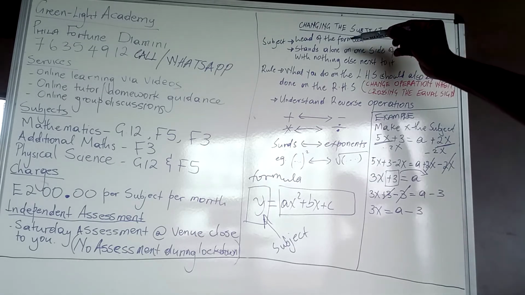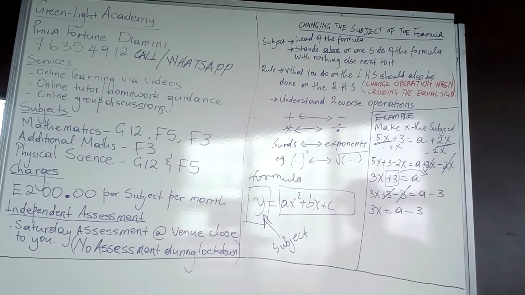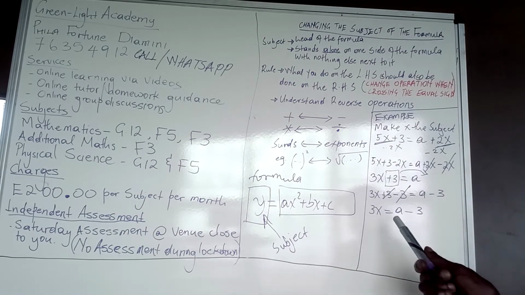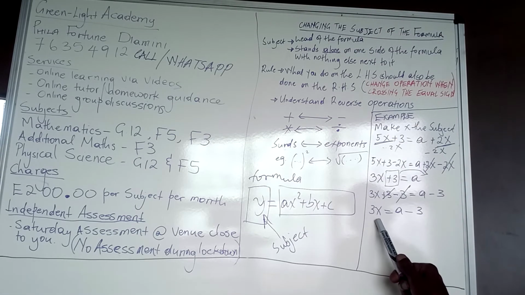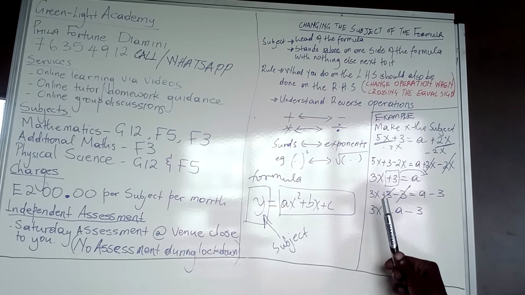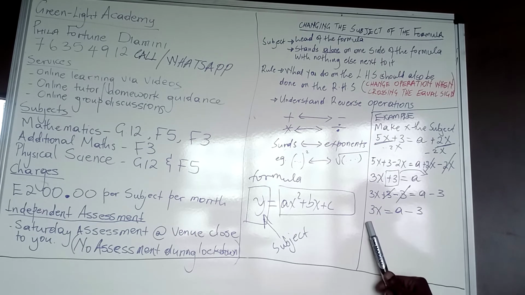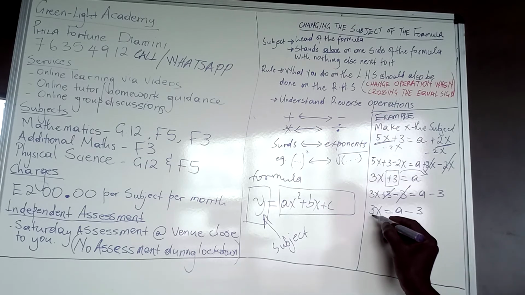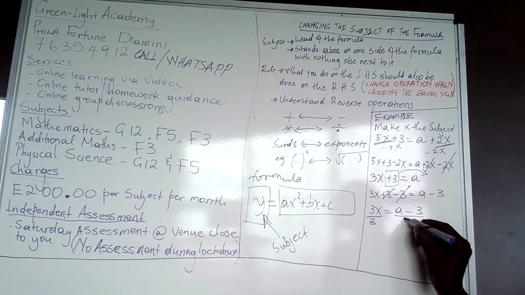Still, we need x to stand alone on one side of the equation. If you look at it carefully here, you'll see that we are closer to having x standing alone, but there is this 3 that is still multiplying the x. So we need to undo the multiplication that is taking place here. How do we undo this multiplication? We will undo it by division. The opposite of multiplication is division, which means we have to divide by 3 and divide by 3.